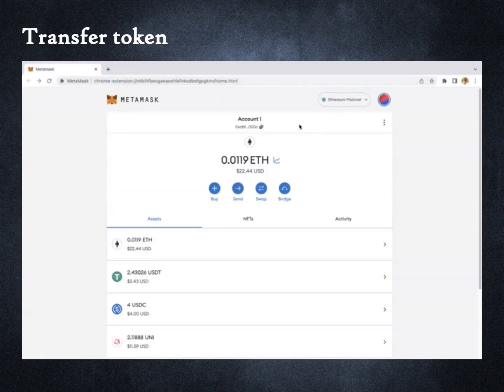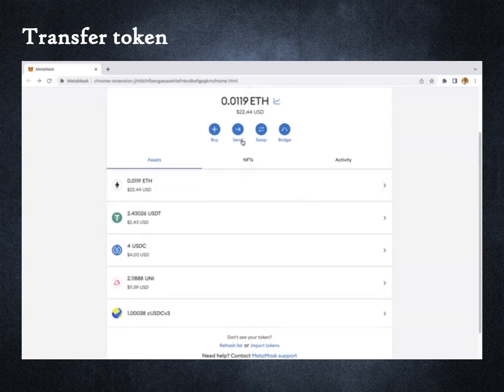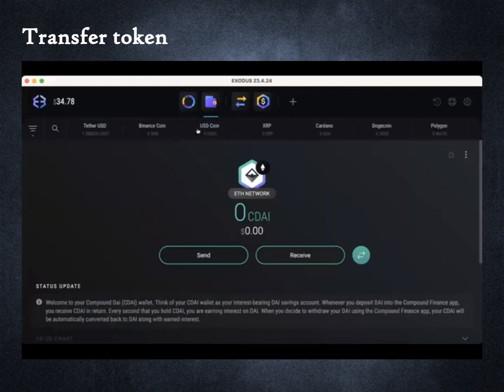Before I withdraw the loan, I will try yet another action. I will try to send the token to another Ethereum address that I own. The private key to the other Ethereum address is held by Exodus Wallet. Next, I switch to my Exodus Wallet to retrieve the Ethereum address. However, I notice that the Exodus Wallet right now does not support the CUSDC token.